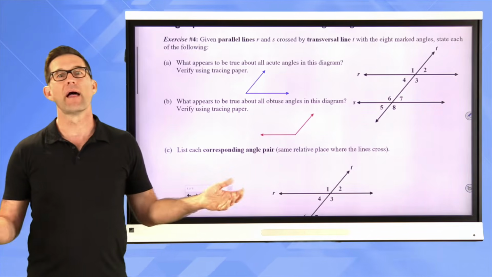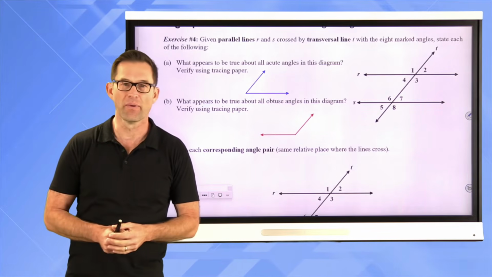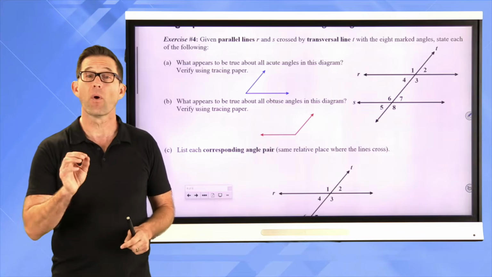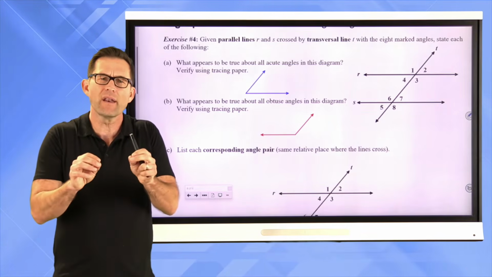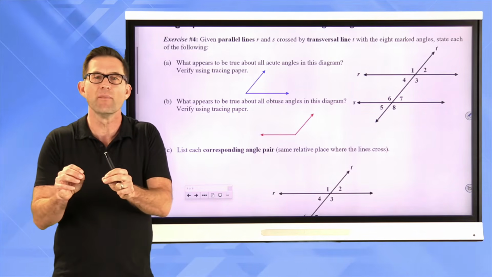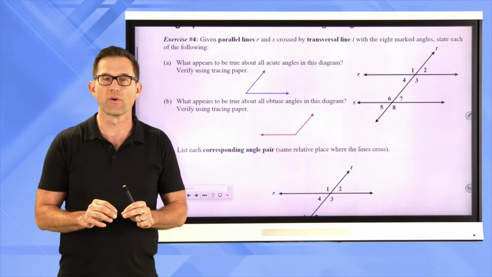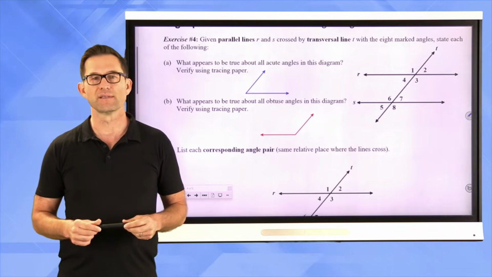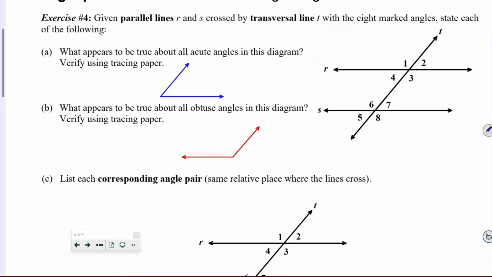Unfortunately, they all have names, these angle pairs. But thankfully, again, all the names have some kind of descriptive terminology to them that will help you understand where they're located. Let's take a look at exercise number 4. Given parallel lines R and S crossed by transversal line T with the 8 angles marked, state each of the following. Letter A. What appears to be true about all acute angles in this diagram?